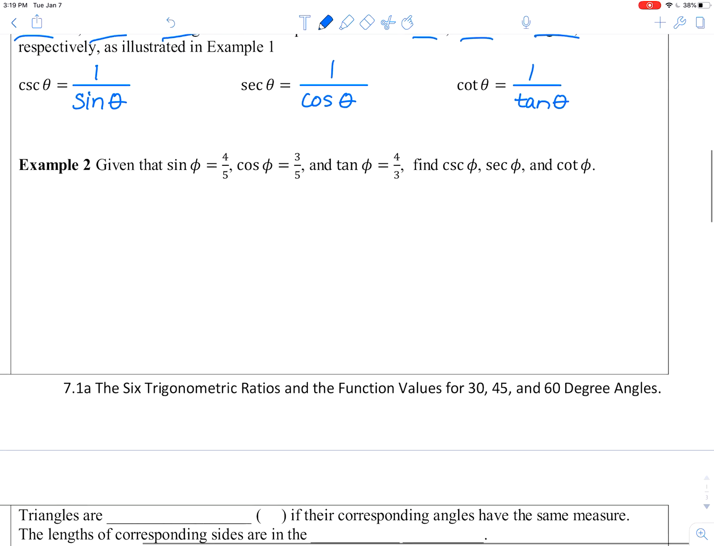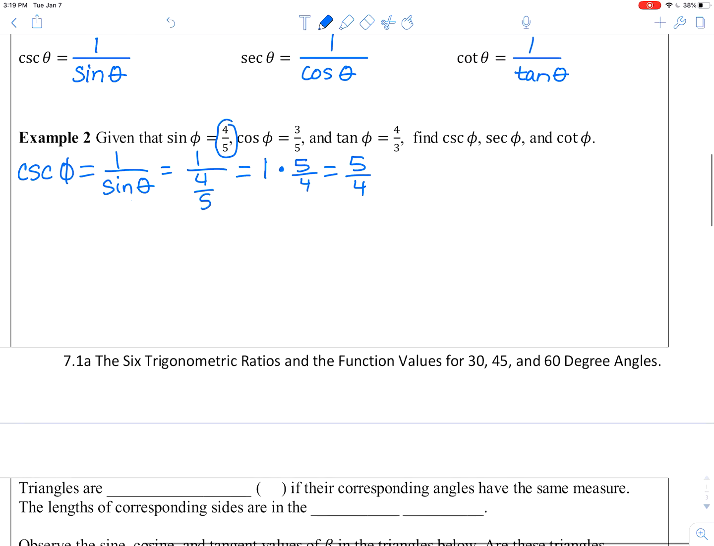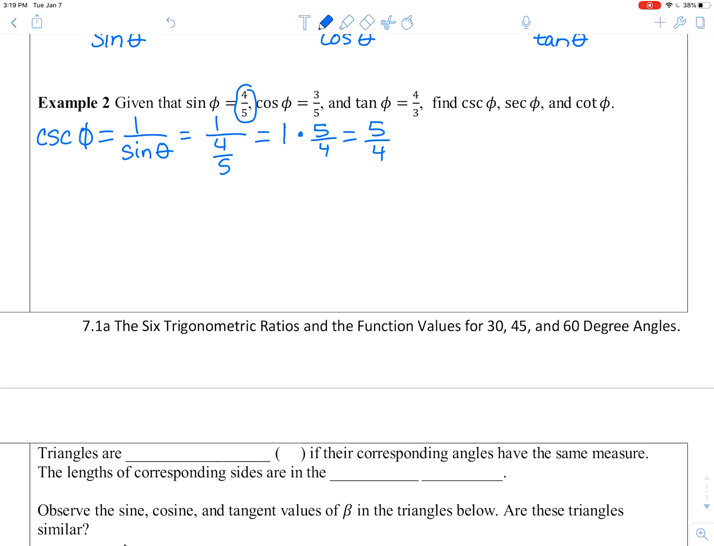So here we have an example that asks us to take the sine of phi, which is 4/5, cosine of phi 3/5, and tangent of phi 4/3, and find the cosecant, the secant, and the cotangent of phi. So here's what we know. The cosecant of phi is equal to 1 over the sine of phi, and that means it's 1 over 4/5, and that's a complex fraction. We don't really like that. So 1 times the reciprocal, and we get the solution, 5/4. This is really important when we're doing calculator work. I know you want to skip it, but don't.